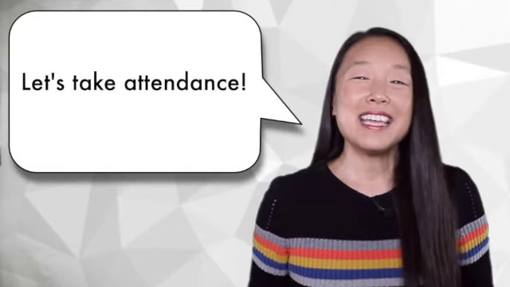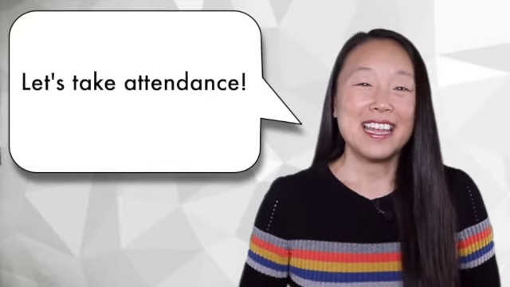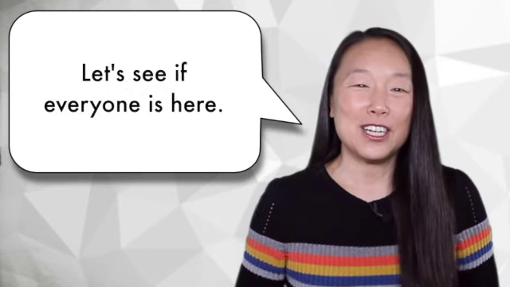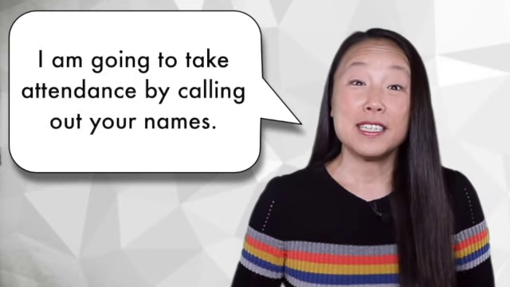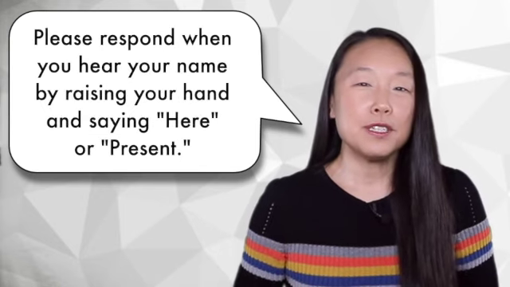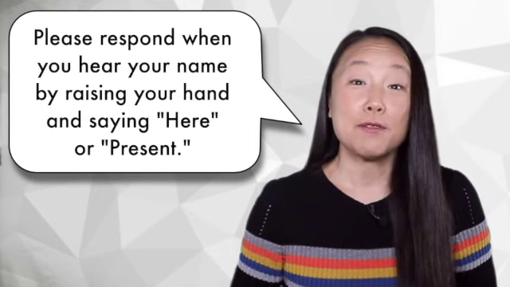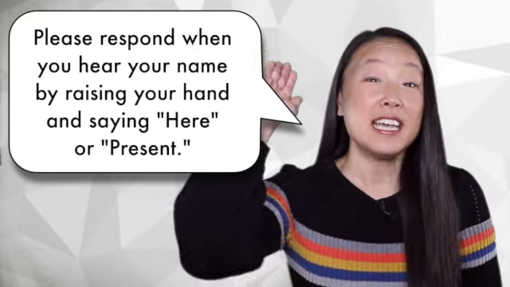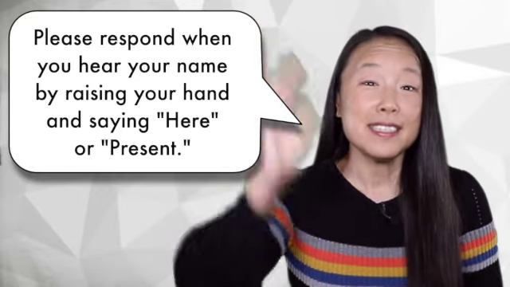Roll call. Next, you can do a roll call. If you normally check your students' attendance before starting instruction, try doing a roll call right after the greetings. You can say, "Let's take attendance." "Let's see if everyone is here." I am going to take attendance by calling out your names. Please respond when you hear your name by raising your hand and saying "here" or "present."